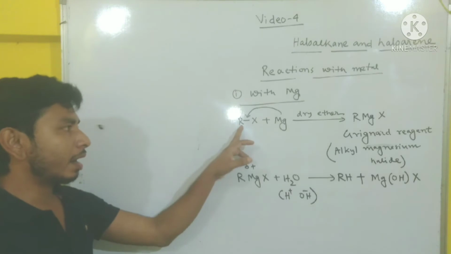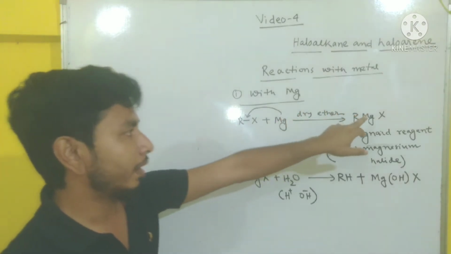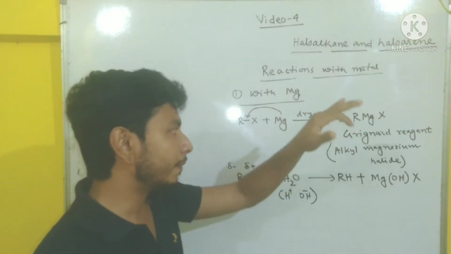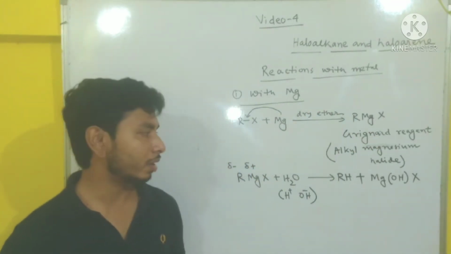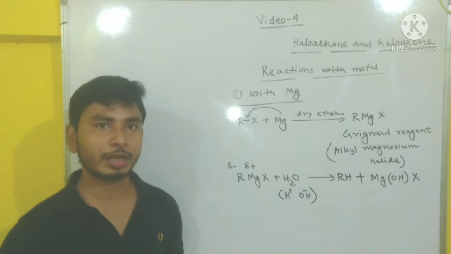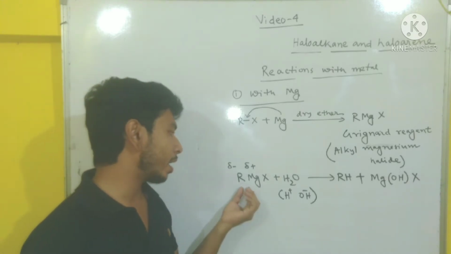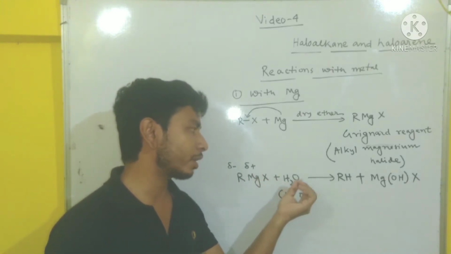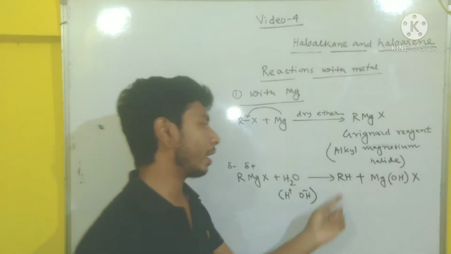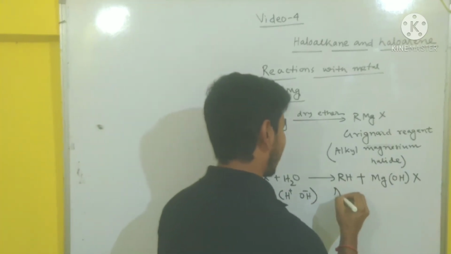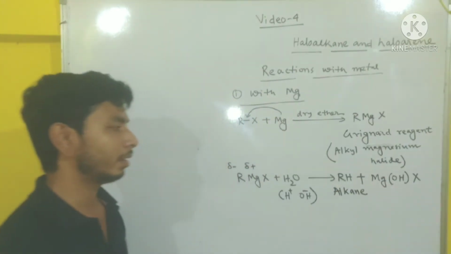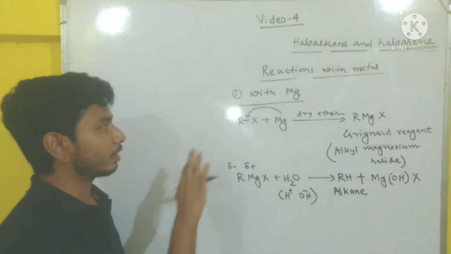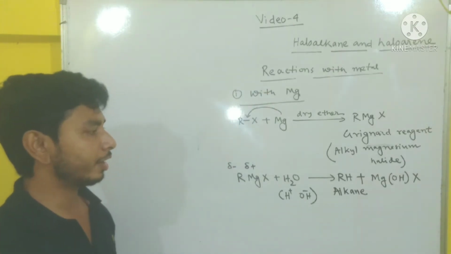So alkyl halide upon treatment with magnesium gives the Grignard reagent. This Grignard reagent has to be stored under anhydrous condition, because if there is a trace amount of moisture, the Grignard reagent will react quickly with moisture and give the alkane. RH is called the alkane. So this is the reaction with the magnesium.